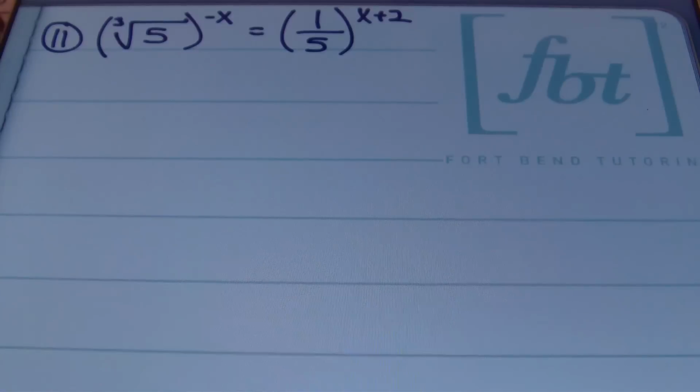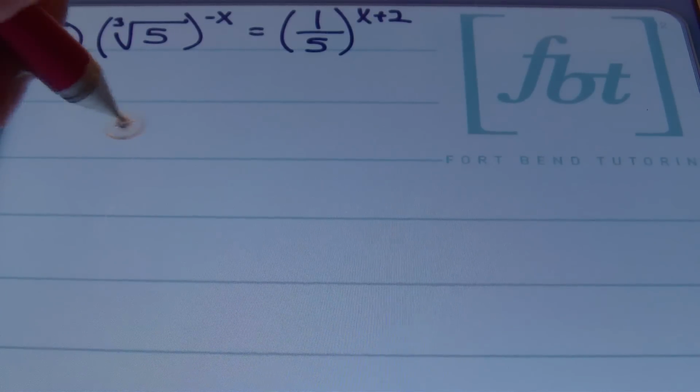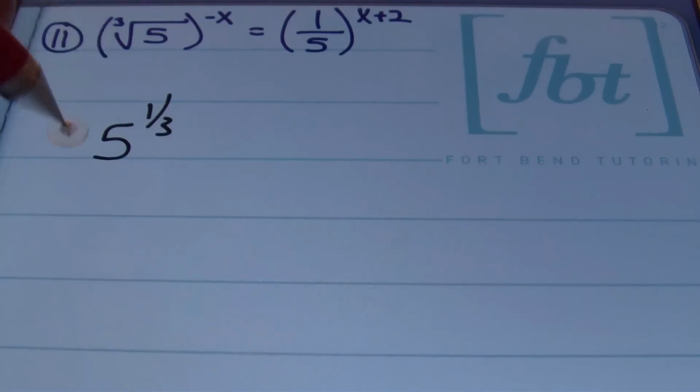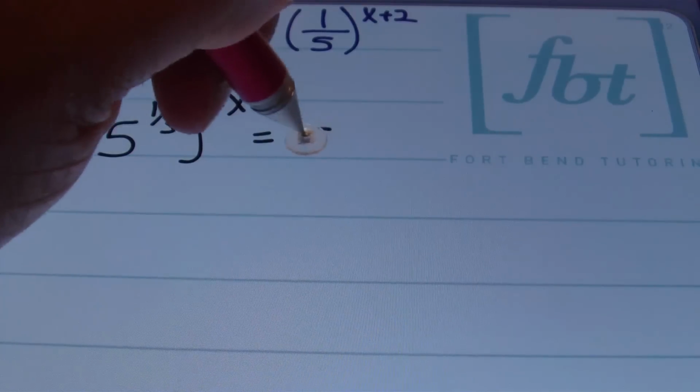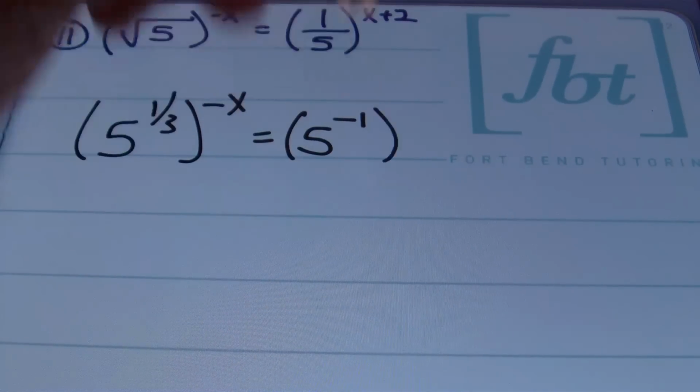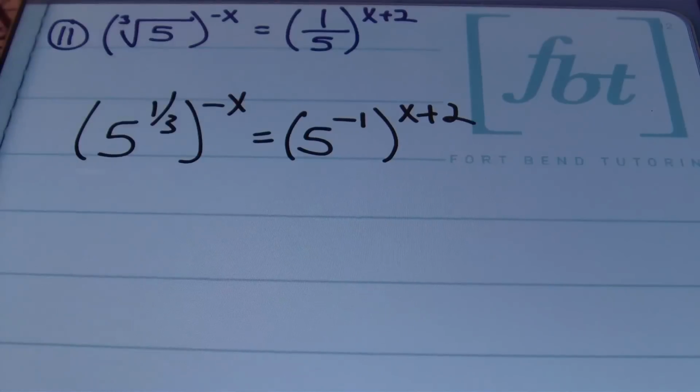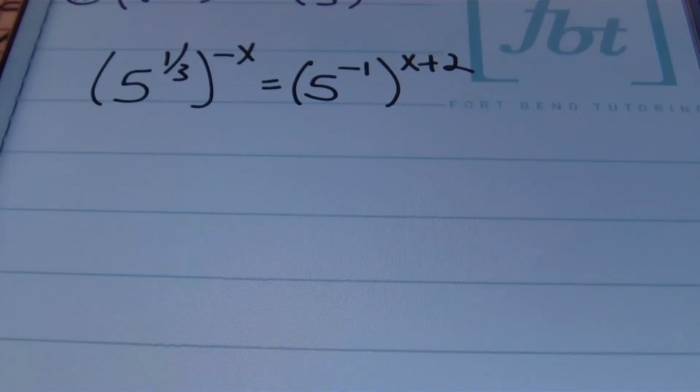So let's see what I can do here. Converting this radical into exponential notation, I can rewrite it as 5 to the 1/3 raised to the negative x power, which equals 5 to the negative first power raised to the x plus 2. From here, I'll multiply the exponents together. Anytime you have a base raised to an exponent, those exponents internally and externally will multiply together.